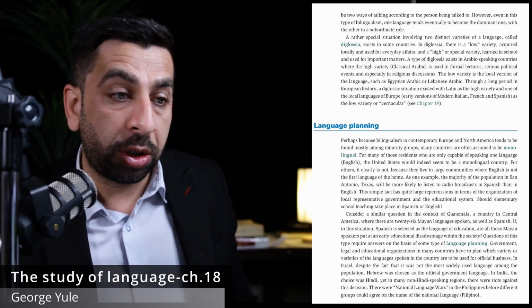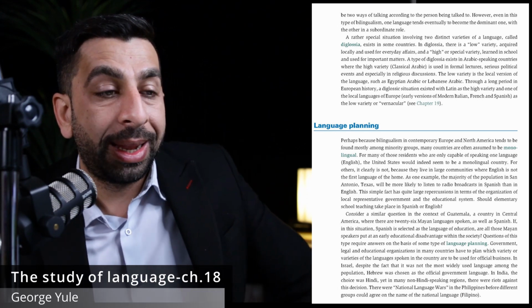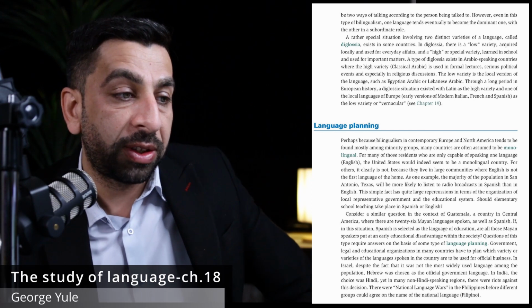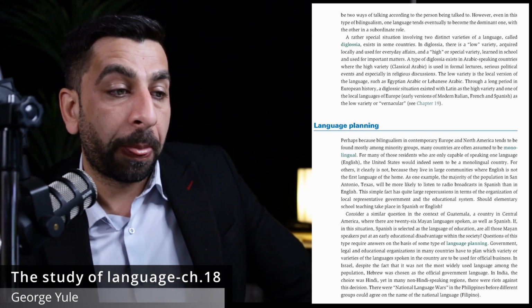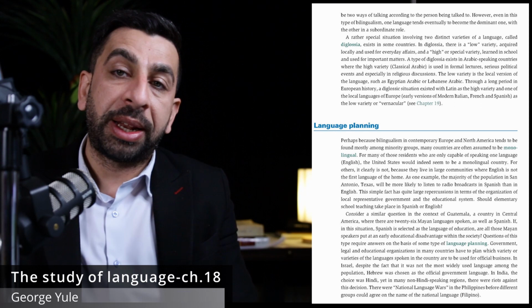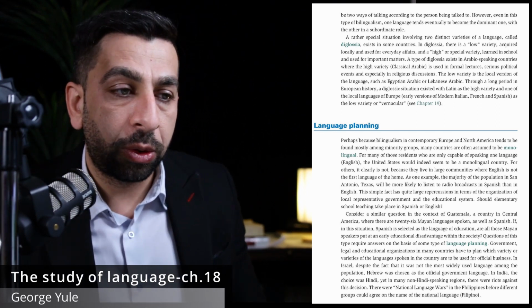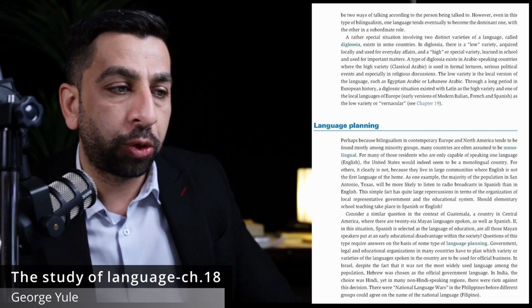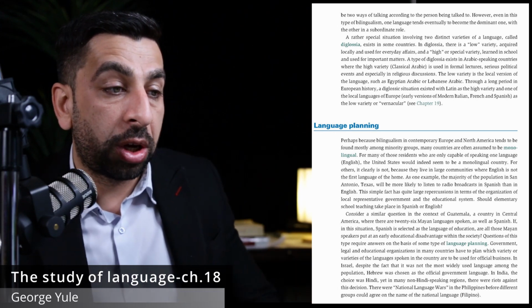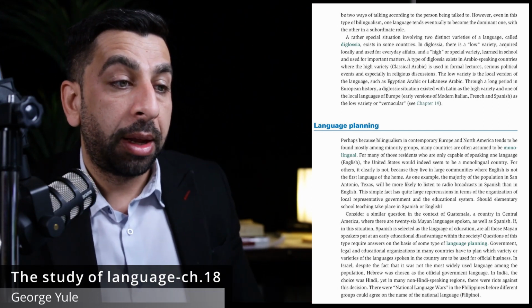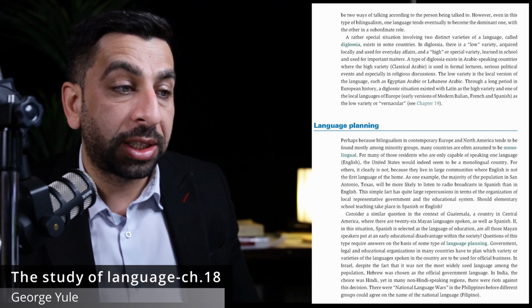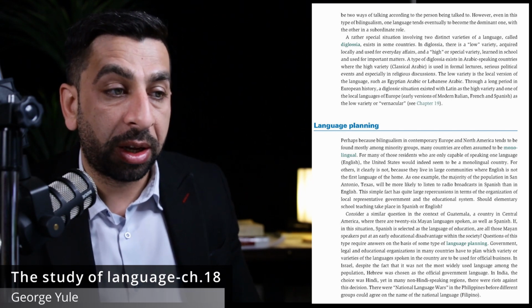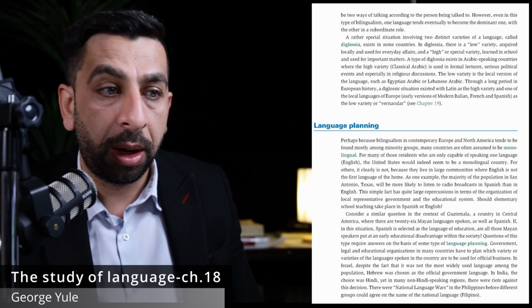Other Mayans, which are considered a low variety, may have a disadvantage here. Questions of this type require answers on the basis of some type of language planning. These questions must be answered by the government, based on what language planning exists here. Government, legal and educational organizations in many countries have to plan which variety or varieties of language spoken in the country are to be used for official businesses.